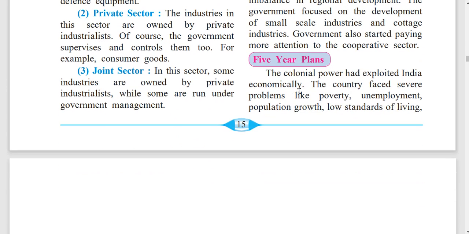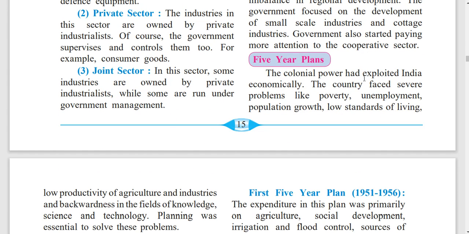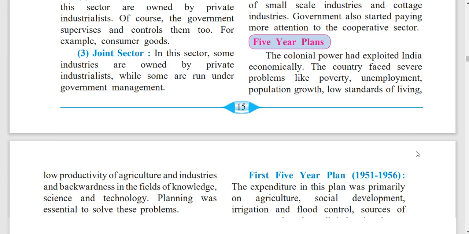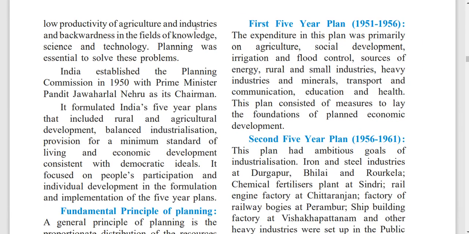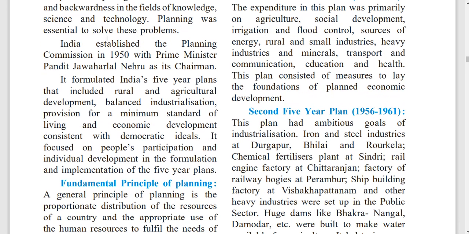5-year plans. The colonial power had exploited India economically. The country faced severe problems like poverty, unemployment, population growth, low standards of living, low productivity of agriculture and industries, and backwardness in the fields of knowledge, science, and technology. Planning was essential to solve these problems.